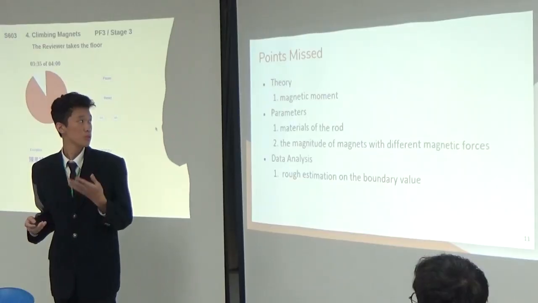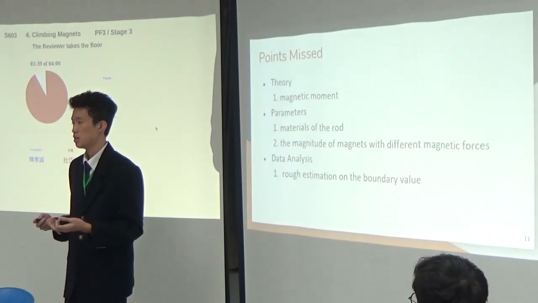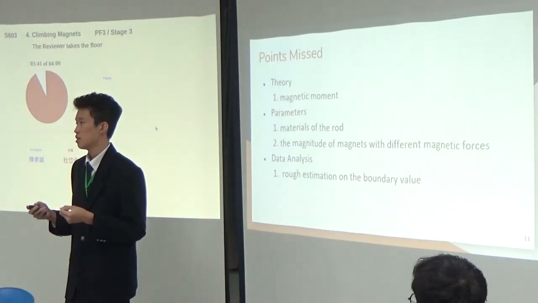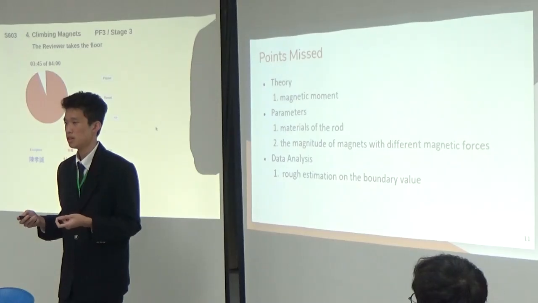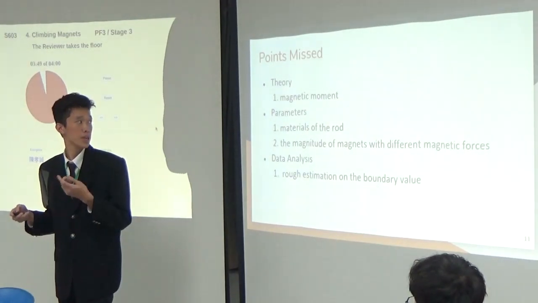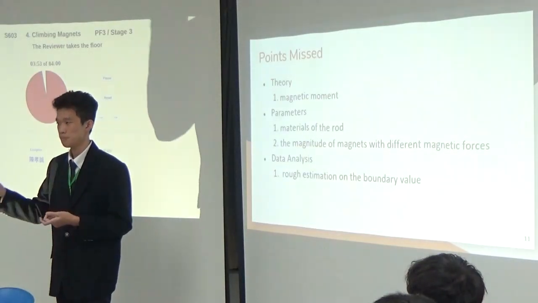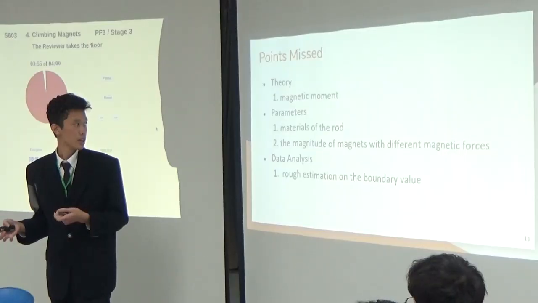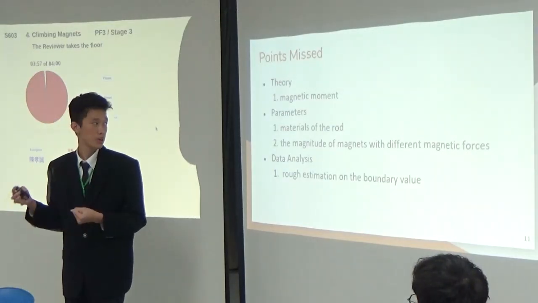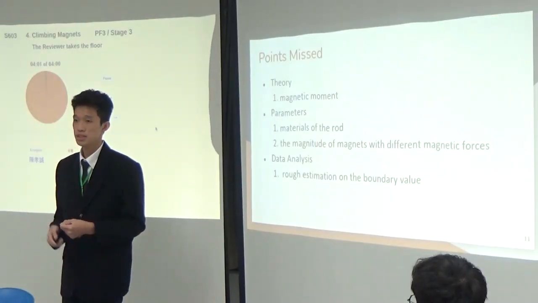So here's a key point missed. In the theory part, we think that the magnetic moment is generated since the ferromagnetic rod becomes a temporary magnet due to the magnets attached. So there might be some magnetic moment leading to a torque on the climbing magnet. And also, they didn't test the parameters using different materials of the rod. And that's all my review. Thank you.